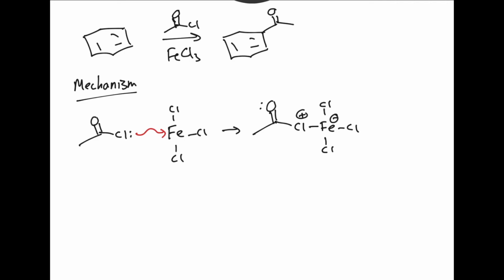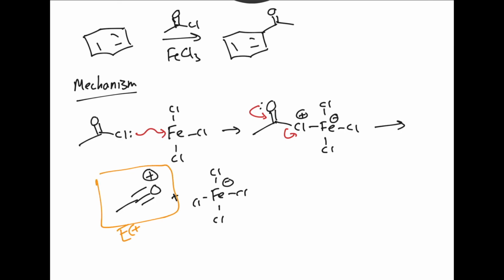All right. Now, instead of making a carbocation, what ends up happening is the lone pair on this oxygen will push down and push out the chloride and make an oxonium ion. And then this is our electrophile. So that's what's going to react with the benzene.